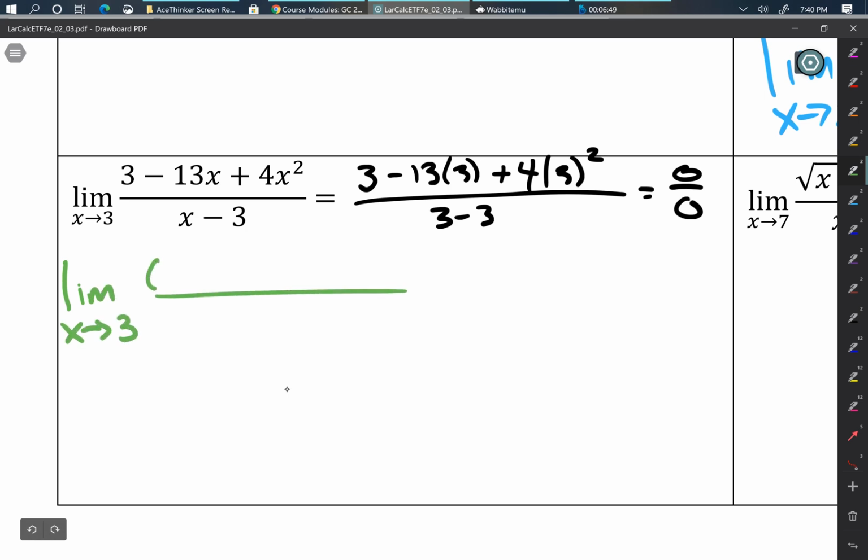Now, I already know what I need to factor out. I need the numerator to become x minus 3 times something, because the denominator is x minus 3, and that's what's going to give us our hole. So if I just factor out an x minus 3, I know I need a 4x, and I know I need a plus 1.